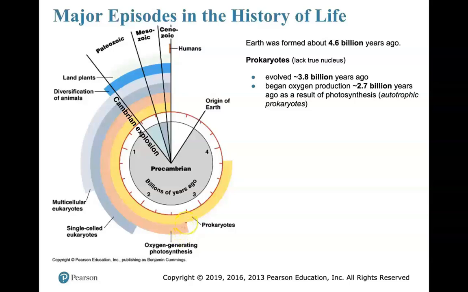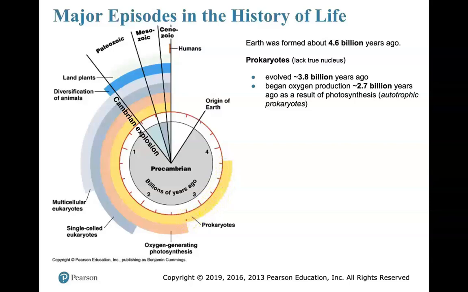Prokaryotes then started producing oxygen. We can actually see oxygen-generating photosynthesis occurring at this point on the timeline, and prokaryotes started that process. This occurred about 2.7 billion years ago. So, okay, hold on. What about these guys? How did they survive without oxygen? Well, these life forms survived without oxygen by anaerobic means.